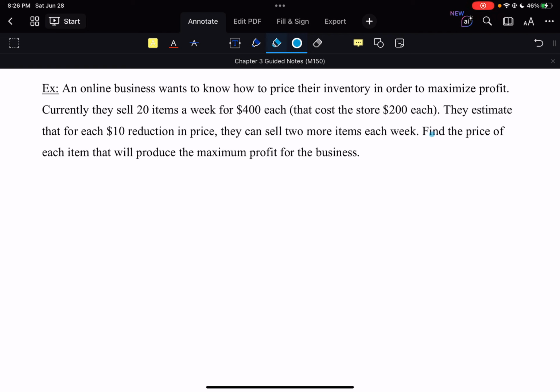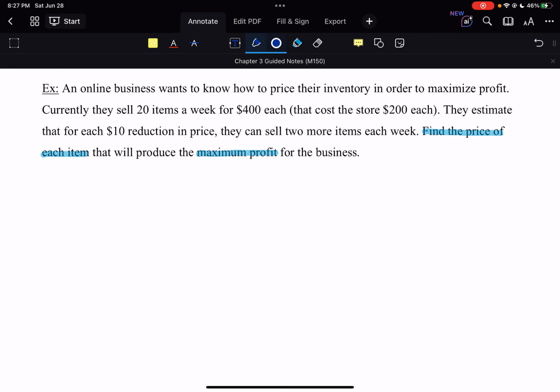So we're looking to find the price of each item. That's ultimately what our goal is. And that price should be the one that maximizes profit. So in order for us to get profit, we need a profit formula. We are not given a profit formula. We are just given information, right? Data, numbers, and we have to construct this formula. We're going to need some variables here.